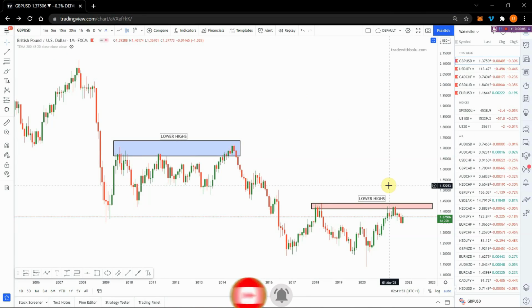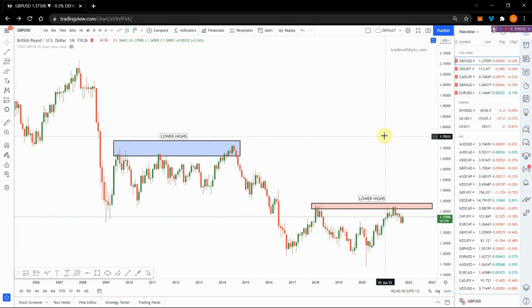I'm here with weekly analysis, giving you an overview of what to expect this coming week in the markets. So this week we are going to be looking at 5 major pairs: GBPUSD, USDJPY, CADCHF, GBPAUD and EURUSD.